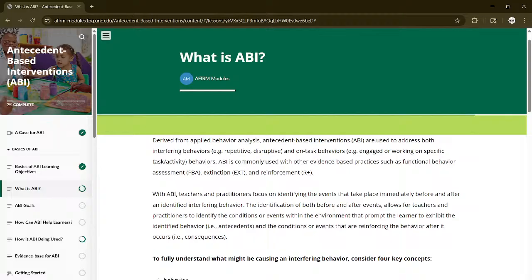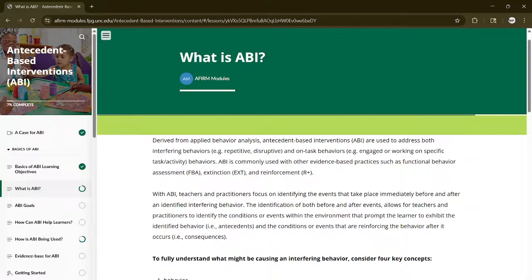Derived from applied behavior analysis, antecedent-based interventions are used to address both interfering behaviors, repetitive, disruptive, and off-task behaviors, and engaged or working specific task activity behaviors. ABI is commonly used with other evidence-based practices such as functional behavior assessment, FBA, extinction, EXT, and reinforcement.